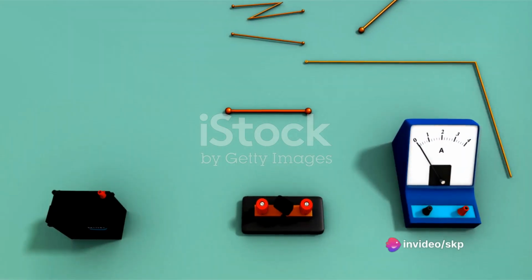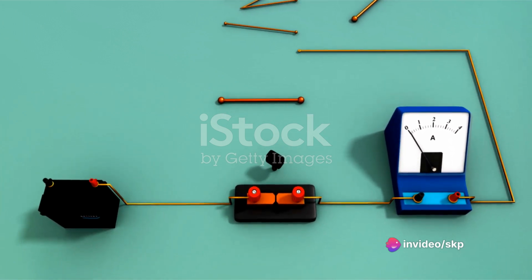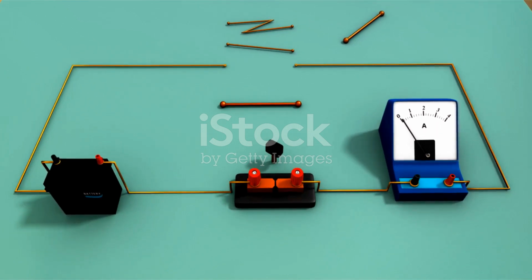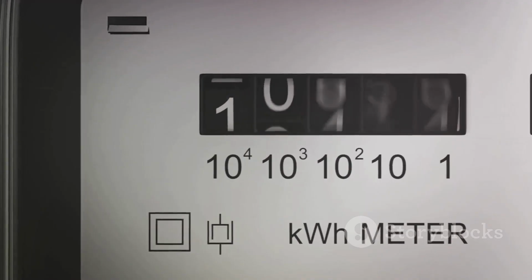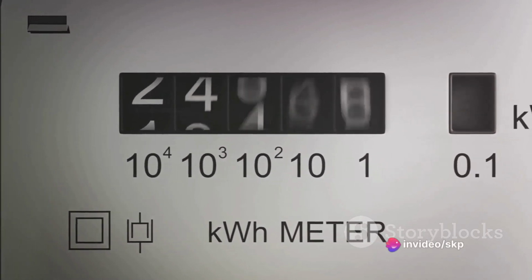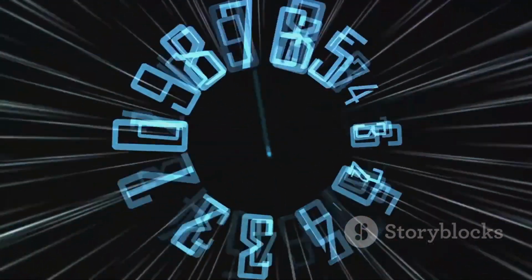The heat produced, denoted as Q, equals the square of the current, denoted as I, times the resistance, denoted as R, times the time, denoted as T. In simpler terms, if we have a wire with a certain resistance and we let an electric current flow through it for a certain time, we can calculate the heat produced. The equation is Q equals I squared times R times T.